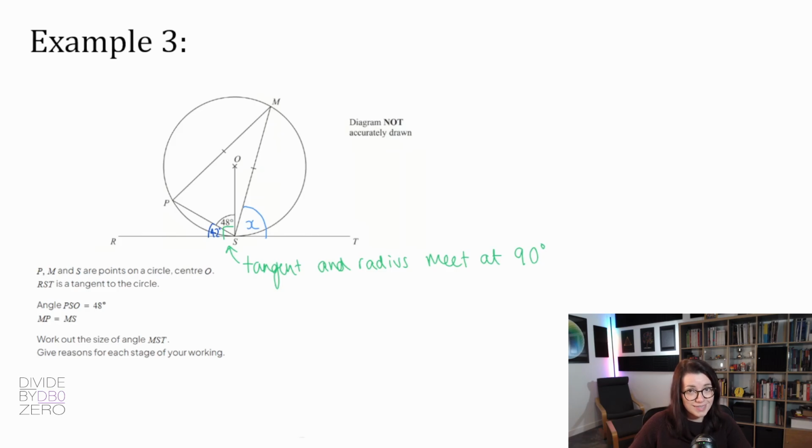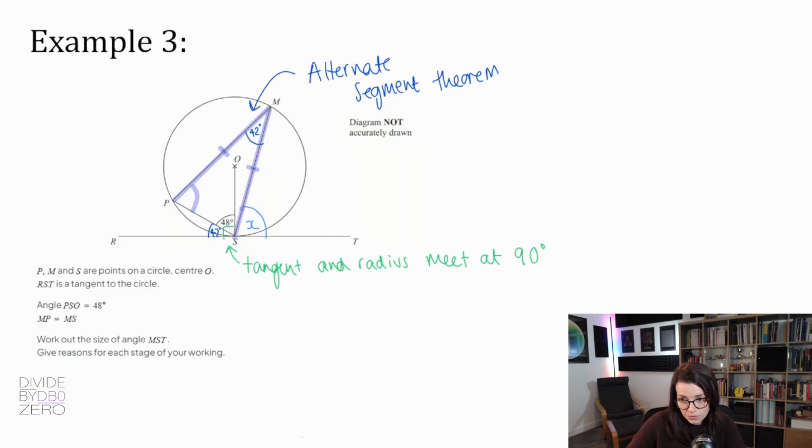Now, I'm also noticing that we've got a tangent and a triangle coming off that tangent. So if you remember, that's what I was talking about when we were looking at the alternate segment theorem. And that tells us that this angle is 42, but that means this angle up here is also 42 by the alternate segment theorem. A piece of information that we haven't used yet is the fact that MP is equal to MS. We're shown that with the lines there as well, meaning we've got an isosceles triangle once again. So this angle will be equal to this angle.